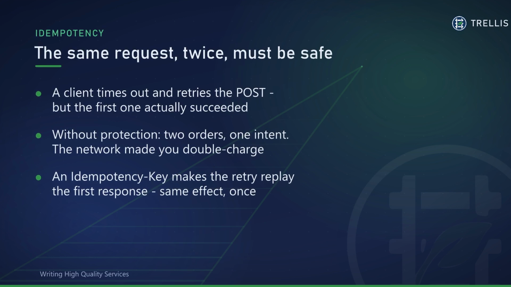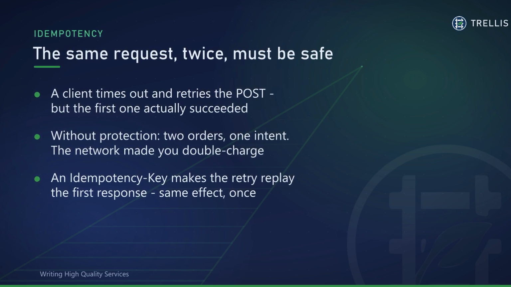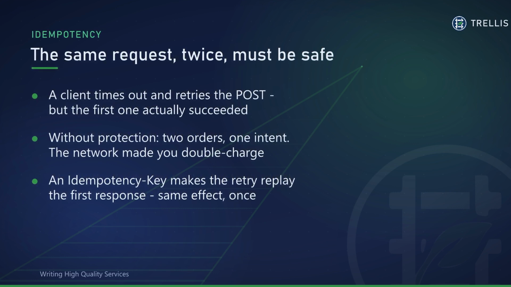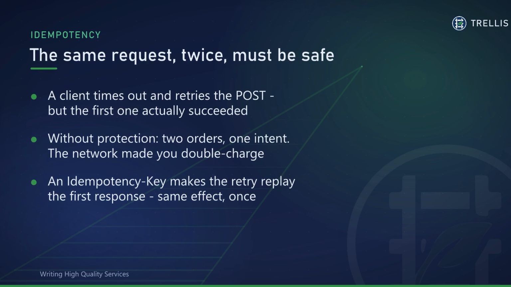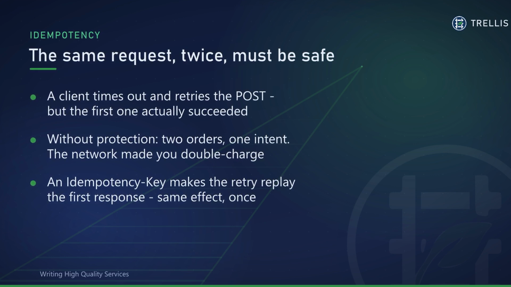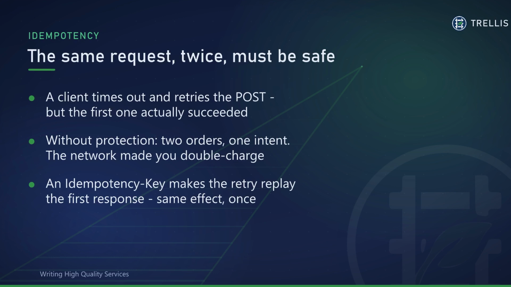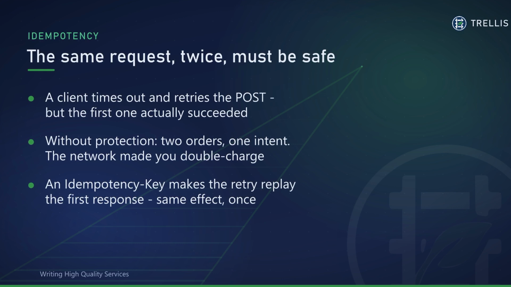The client attaches a unique key to the request, and the server remembers it. If the same key shows up again with the same body, the server doesn't rerun anything. It replays the original response. Same effect, exactly once, no matter how many times the network stutters. And if the same key arrives with a different body, that's a client bug, and you reject it. This is HTTP-level safety, separate from, and complementary to, the event deduplication we'll see in episode 6.